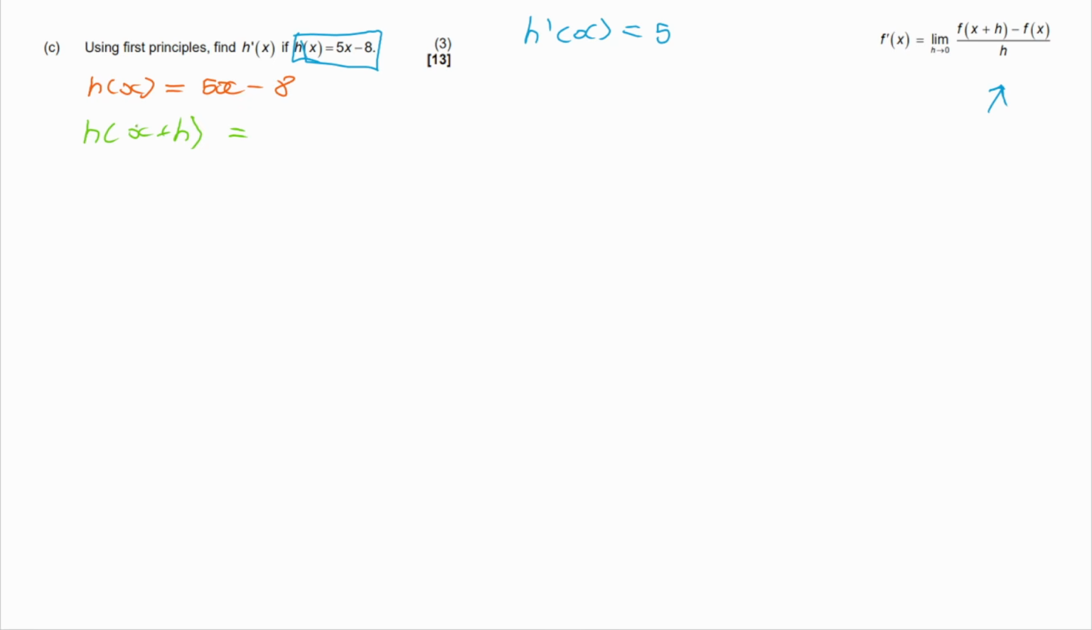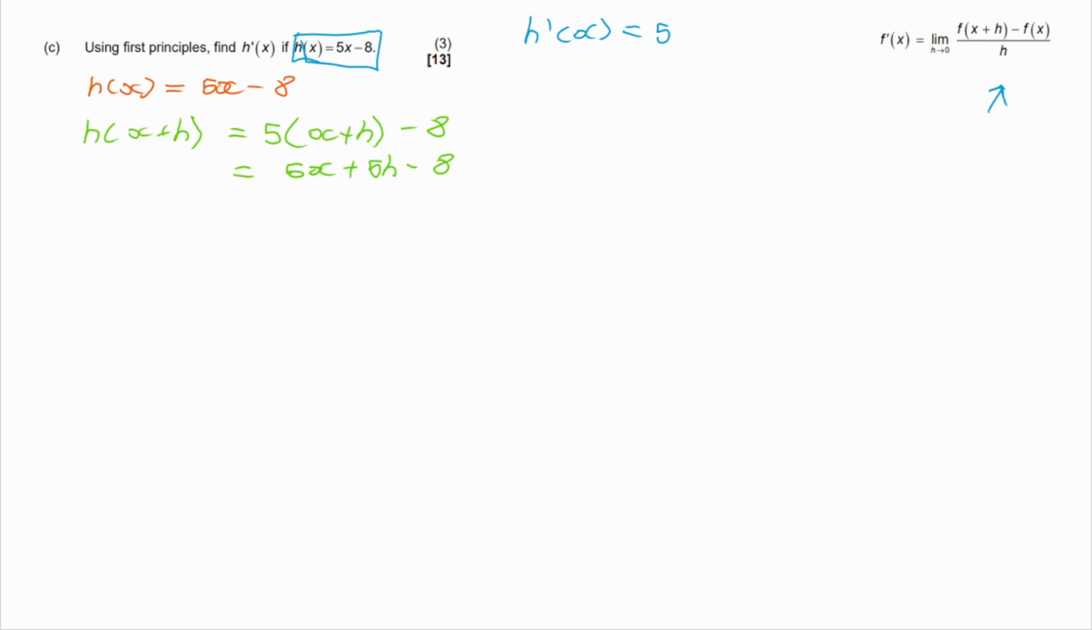So what this means is, whenever we had an x before, whenever we see an x now, we need to replace it with x plus h. So we say 5, and oh, here's an x, so I replace it with whatever is in here, which is x plus h, minus 8. So let me distribute that in: 5x plus 5h minus 8.